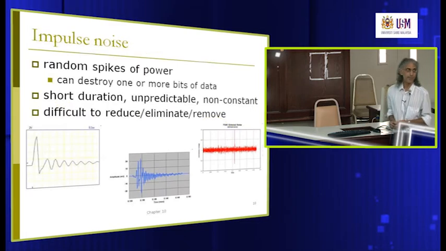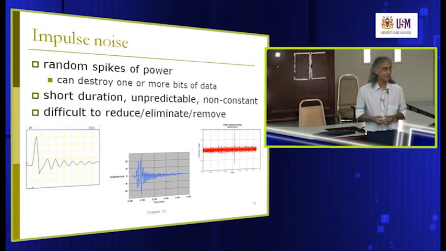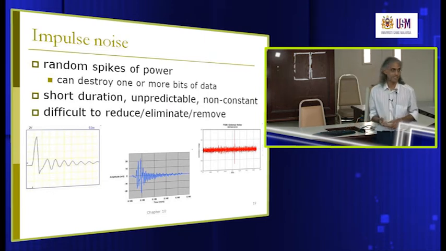The fourth type is the impulse noise. Now, impulse noise is when the noise comes out suddenly. Earlier, what we have seen so far is that crosstalk is constant. Induced noise also is constant. Thermal noise is also constant, always there, a little bit of amount. Impulse noise is the one which happens suddenly. Random spikes of power. So short duration, unpredictable, non-constant.